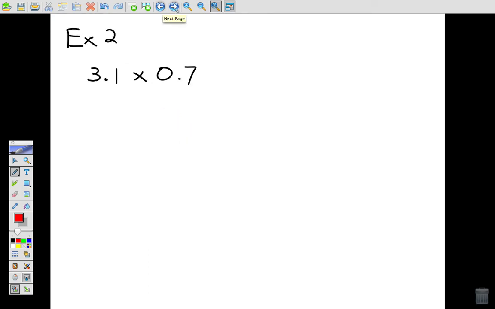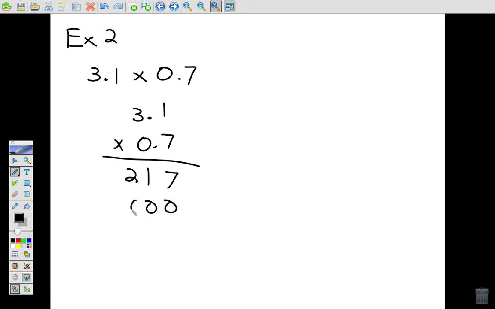Let's take a look at another example. Now we take 3.1, and we're going to multiply it by 0.7. To start with, we just take 31 times 7. So 7 times 1 is 7. 7 times 3 is 21. I don't need to multiply through by 0 because all I have in the bottom here would be zeros, and that's not going to have any value.